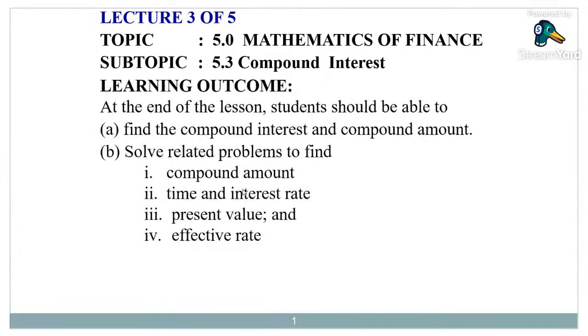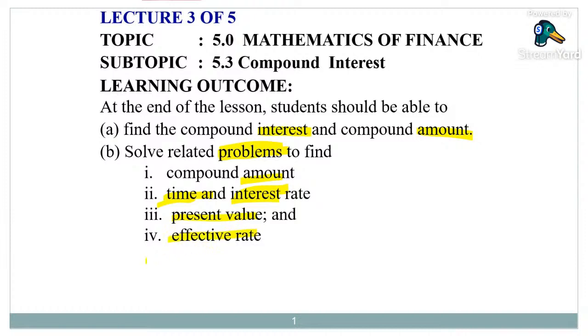So for this learning outcome, at the end of the lesson, students should be able to find the compound interest and compound amount. Okay, kat sini kita belajar pasal sama juga macam simple interest. Kita nak cari compound interest and compound amount, interest dia dengan amount dia. And then we need to solve related problems to find the compound amount. This is the situational problem. We need to identify what we want to find, which is the compound amount ataupun time and interest rate, ataupun the present value and also the effective rate.